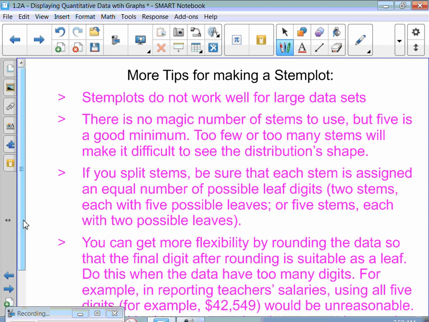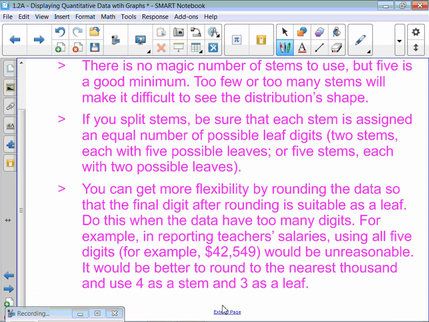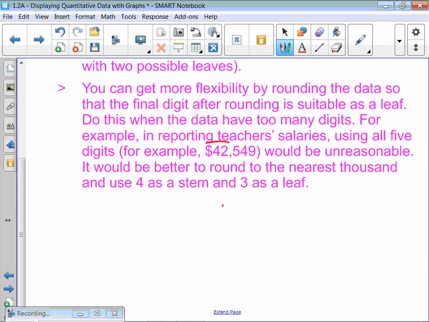And if you have really big numbers, you guys, like say you're talking about teachers' salaries, this lovely number is too big. Round it to 43,000. Okay, that's what you would do, 43,000. And then you would use 4 as the stem and 3 as the leaf. And you can just say what it means. So you don't have to write out 3,000. You would do 43, and then in your key you would say that means 43,000. Okay, so you're allowed to round numbers.